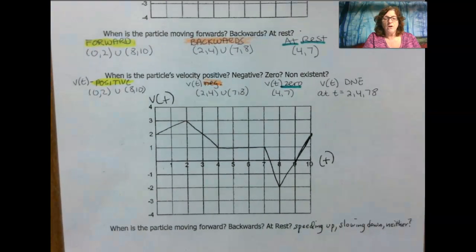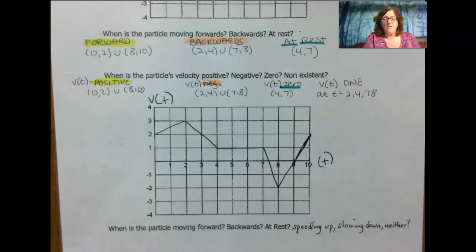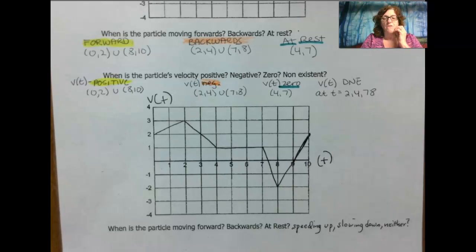And so here we're asking, again, similar questions in terms of when is the particle moving forward, backwards, at rest, speeding up, slowing down, or neither. So taking a look at this, how do we know when the particle is moving forward? Looking at the velocity graph, we're looking for where v of t is positive. So where is it above the x-axis? When is the particle moving backwards? We're looking for where v of t is below the x-axis.